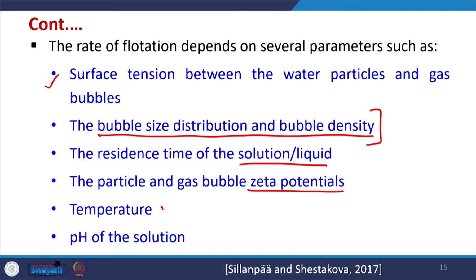Now, the temperature and pH of the solution are other important parameters, because they determine a number of things, like the rate of moving up of the bubbles through the water, and the amount of formation of bubbles. This depends upon the pH, because it in turn is dependent upon how much H2 or O2 evolution is taking place. So, pH is a very important parameter.